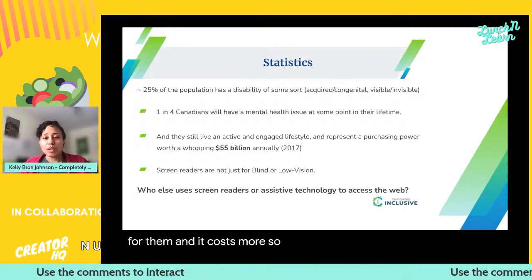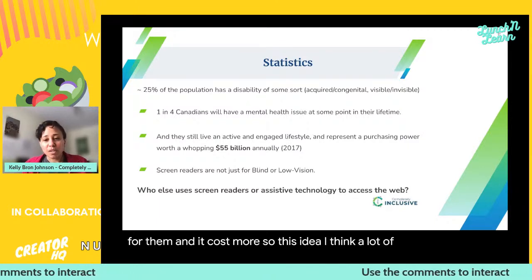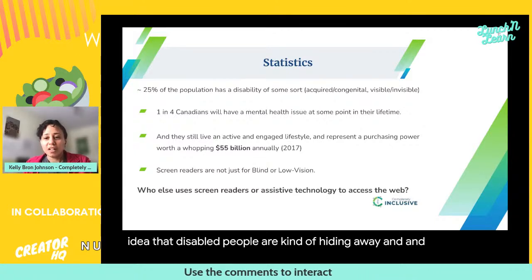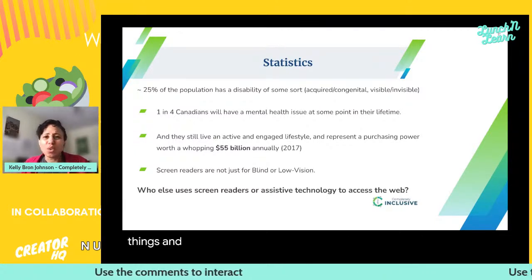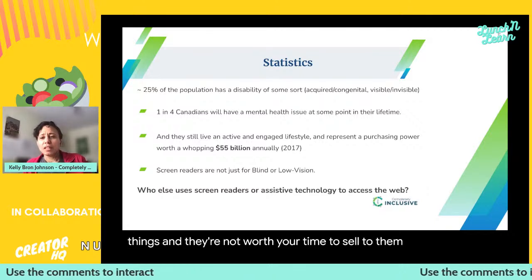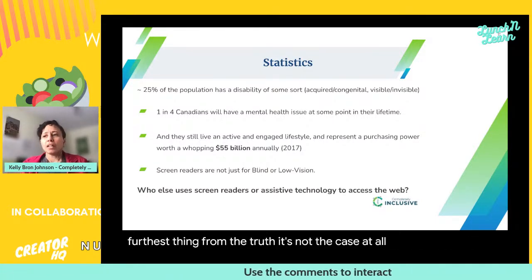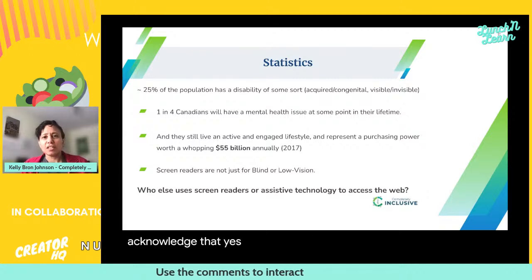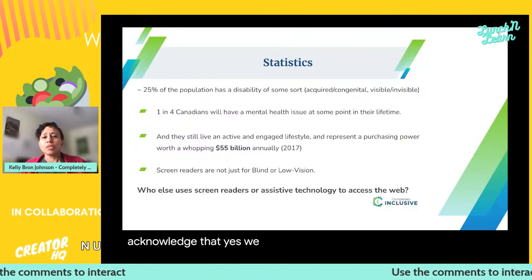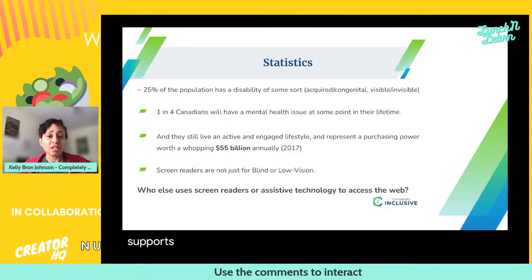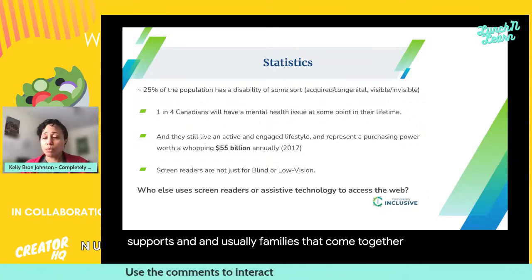So I think a lot of times we have this idea that disabled people are kind of hiding away and not able to buy things, and they're not worth your time to sell to. That's really the furthest thing from the truth. It's not the case at all. I still want to acknowledge that, yes, we have typically higher unemployment rates, but there's other ways, and there's other social supports, and usually families that come together to support people.